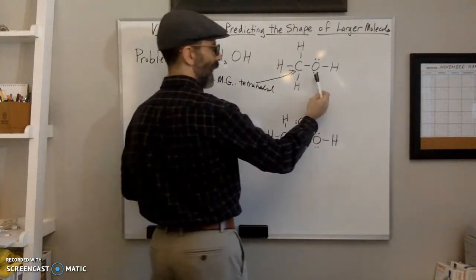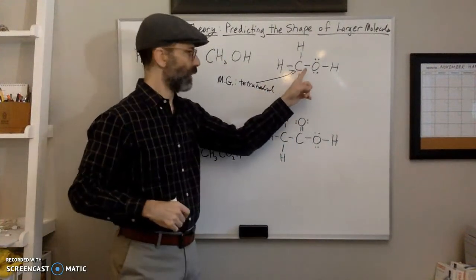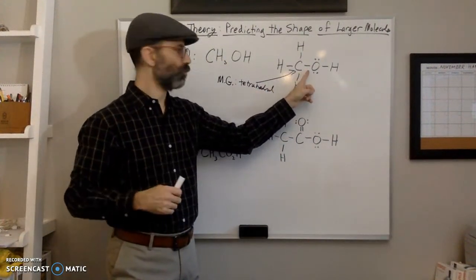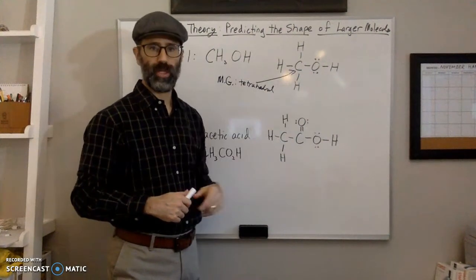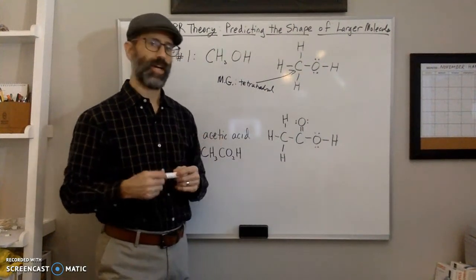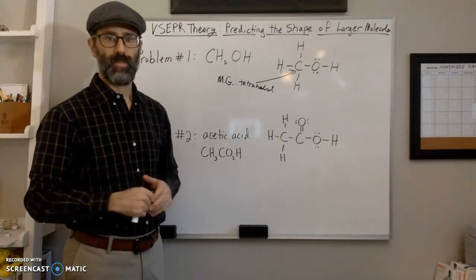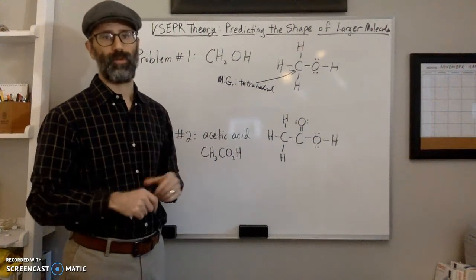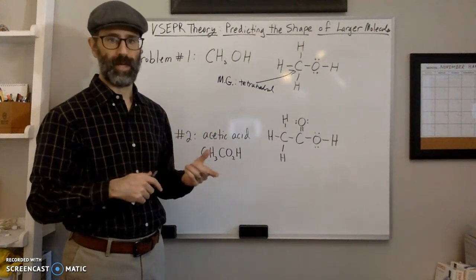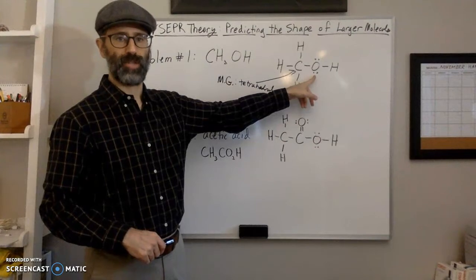What about the oxygen here? Again, if you count the total number of groups, 2 bonding, 2 lone pairs, the total is 4. So again, the electron geometry is going to be tetrahedral, because electron geometry is only based on the total number of electron groups, bonding and non-bonding.